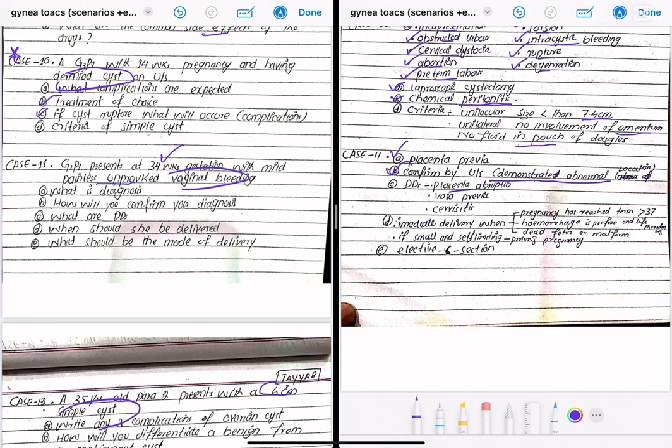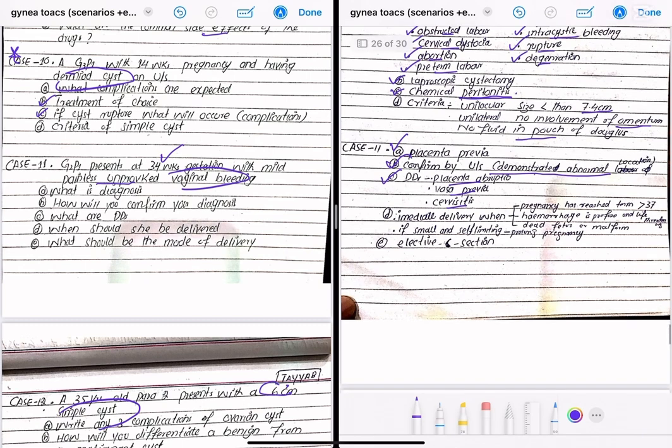And when should she be delivered? She should have immediate delivery when pregnancy has reached term, that is greater than 37 weeks, hemorrhage is profuse and life-threatening, and dead or malformed fetus. If small and self-limiting, then the pregnancy can be prolonged. What should be the mode of delivery? It should be elective C-section. Okay.